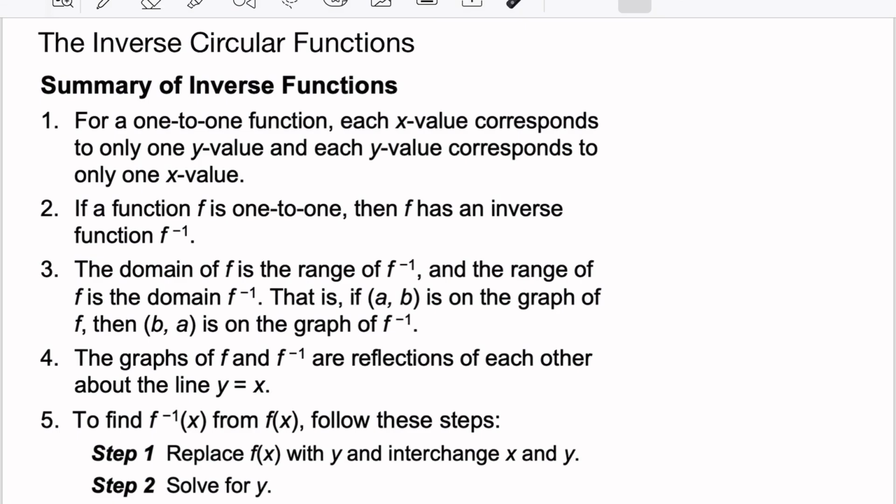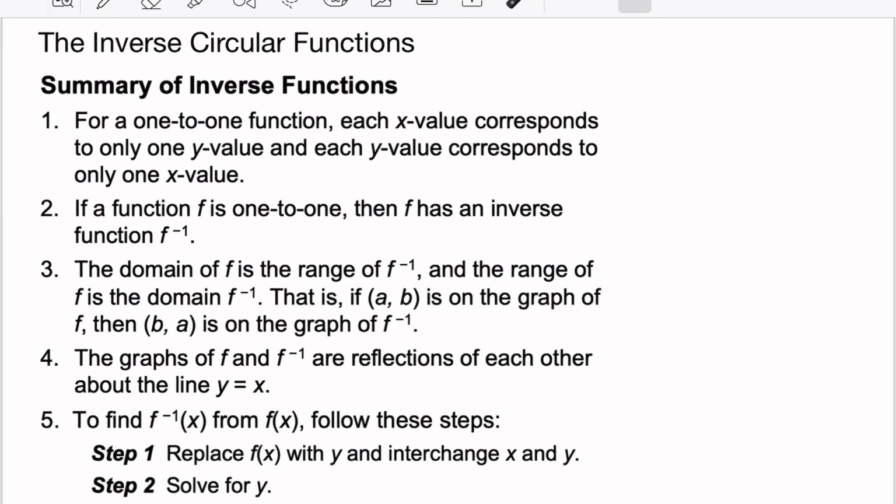Now this is important because if a function f is one-to-one, then we know that that function will have an inverse function, and it's denoted by this guy here. So this would be the inverse of our function f. Now the domain of our function is going to be the range of our inverse function, and the range of our function is going to be the domain of our inverse function. So if we have this point on the graph of our function f, then this point will be on the graph of our inverse function.